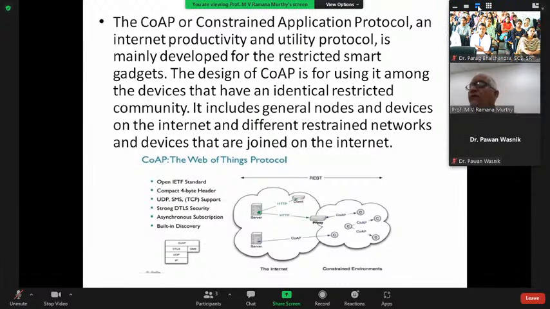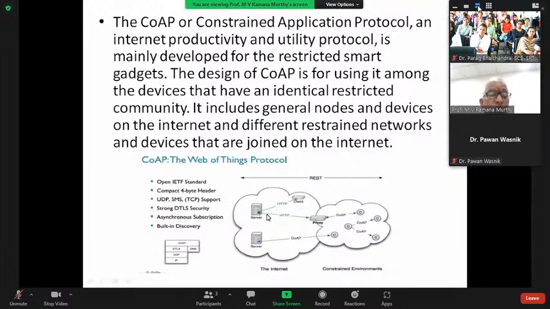So now, after MQTT, there is one more protocol, CoAP. CoAP basically means Constrained Application Protocol. It is an internet connectivity and utility protocol mainly developed for restricted smart gadgets. The design of CoAP is only for use among devices that have an identical restricted community, not everybody. It includes general nodes and devices found on the internet.